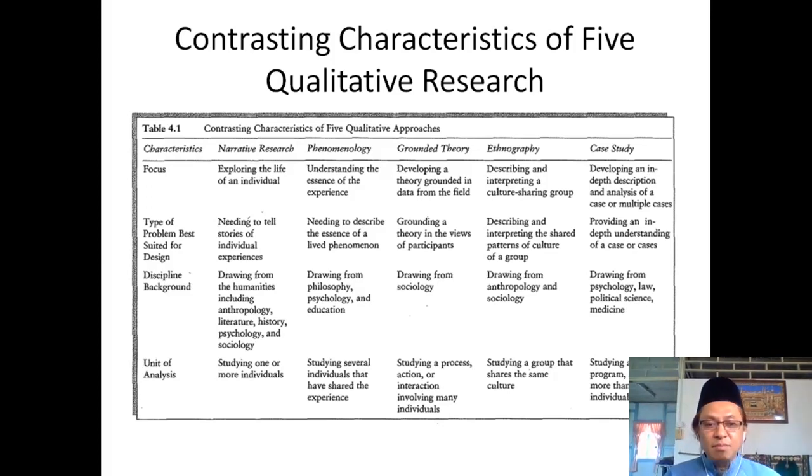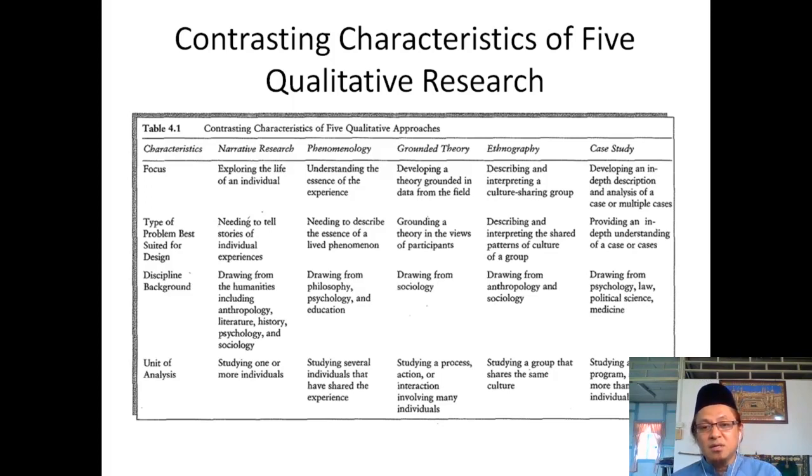Okay, what type of problem is best to be adopted for each and every one of these five different qualitative approaches? For narrative, when we want to tell stories of individual experience. Whereas for phenomenology, we want to describe the essence of a lived phenomenon.